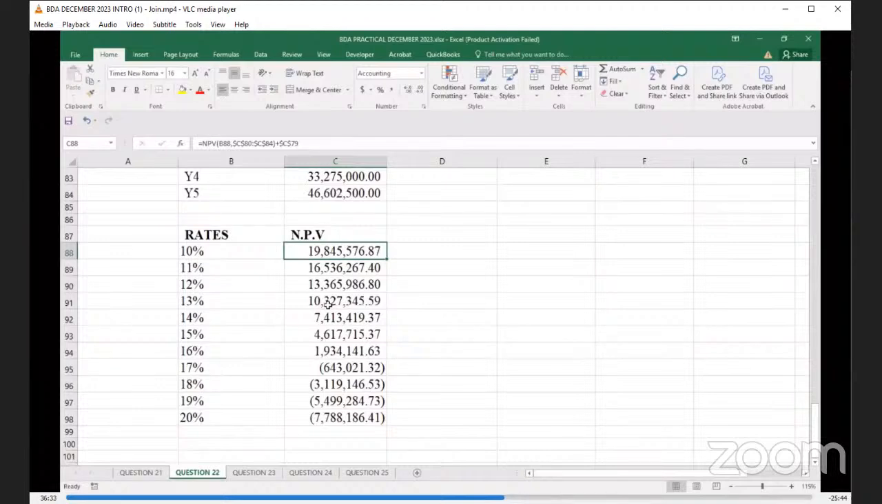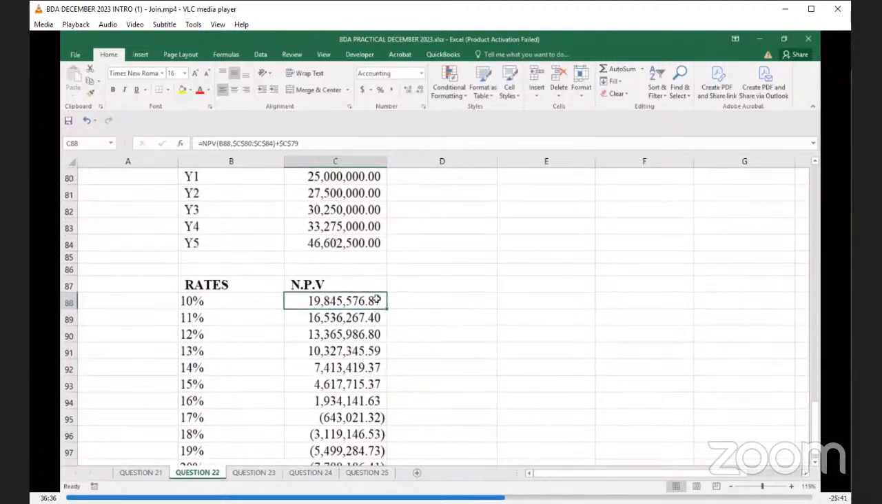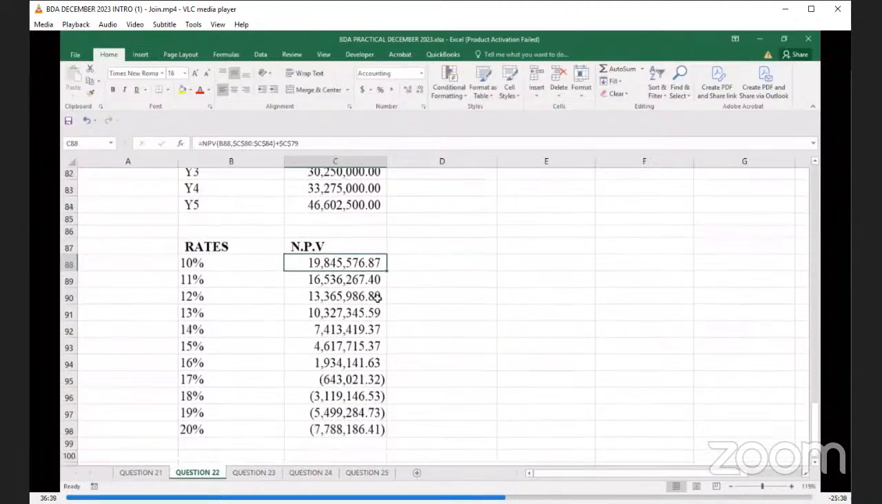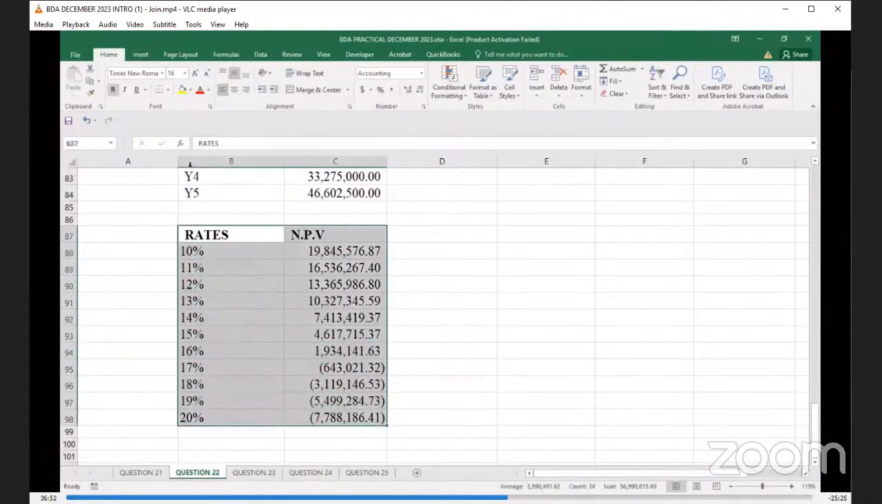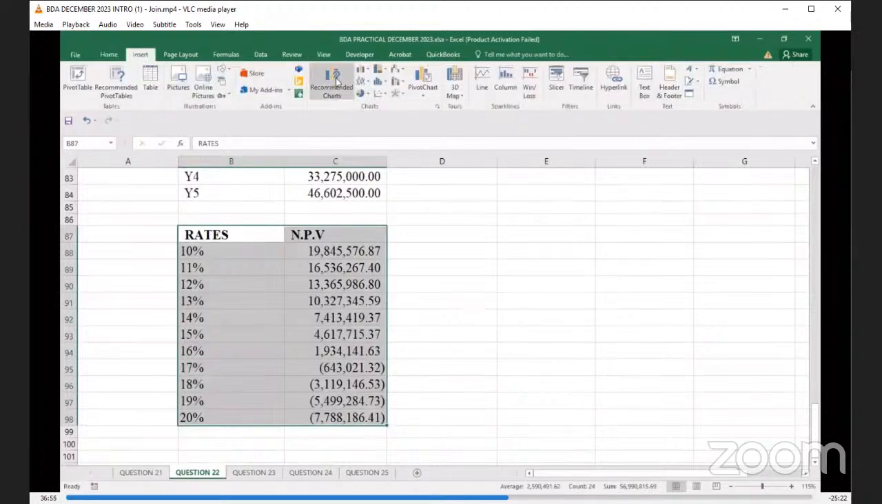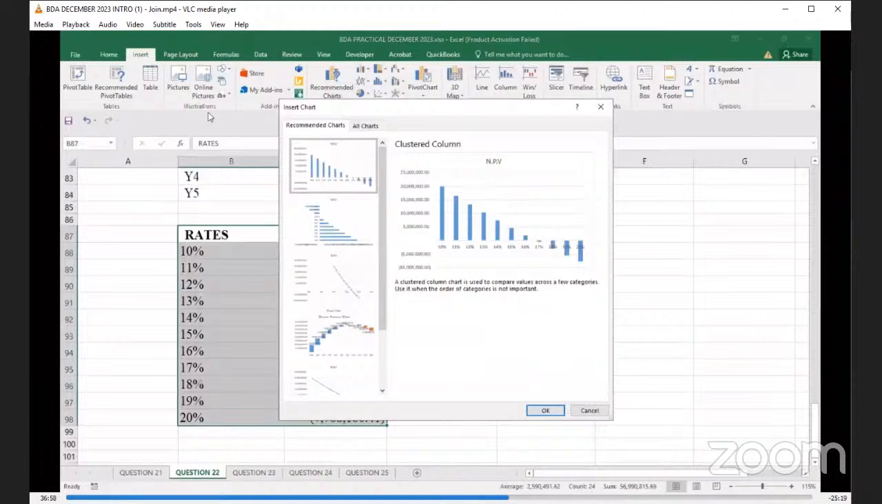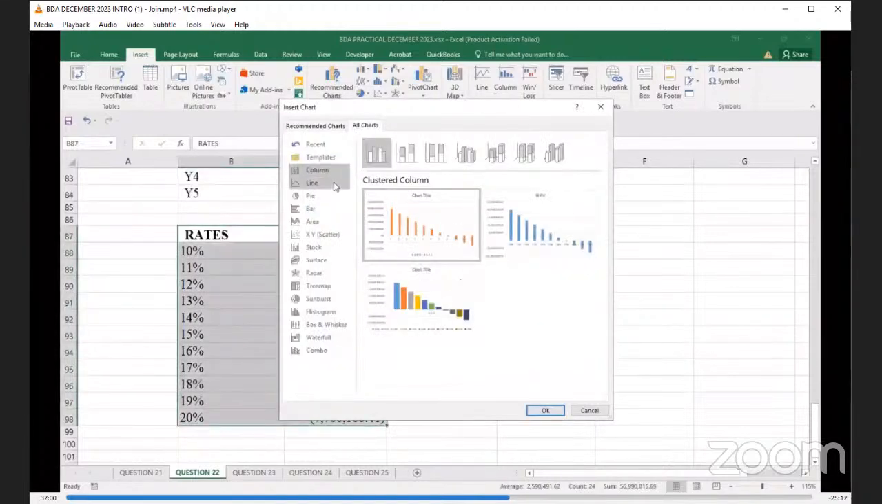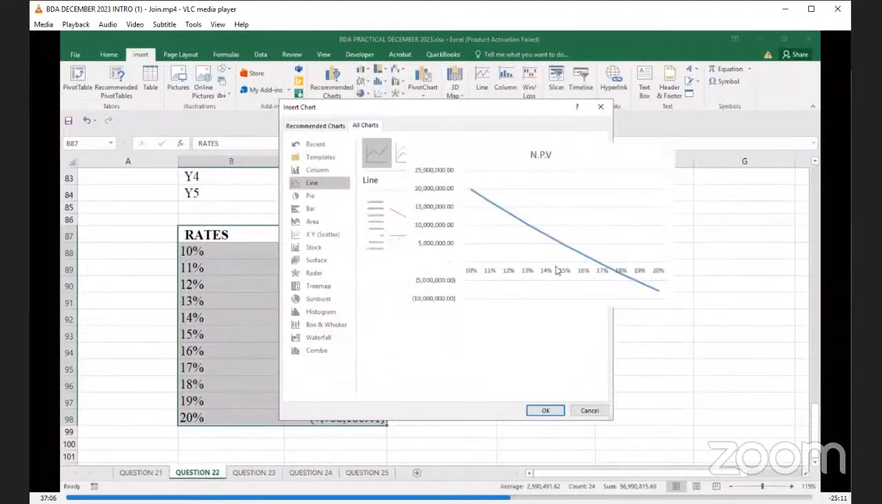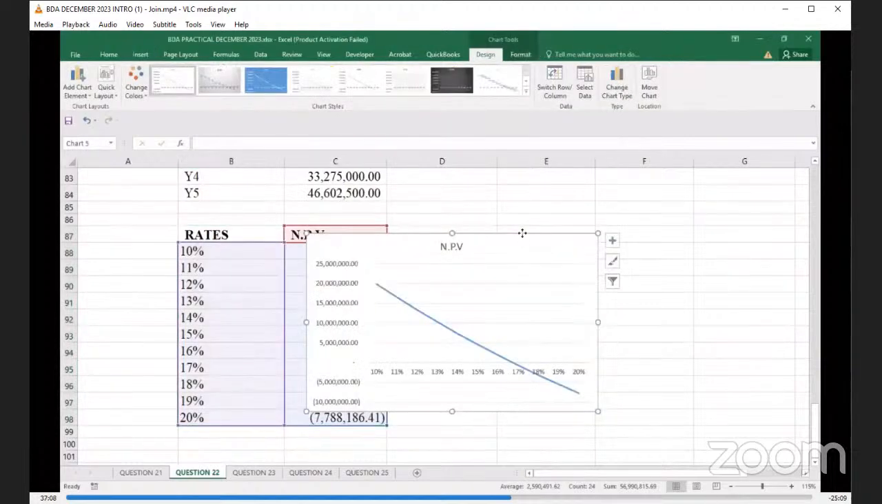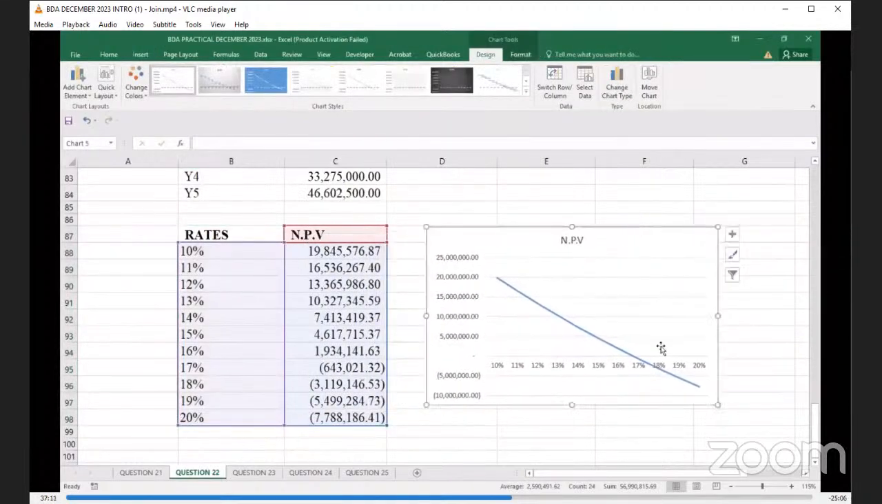So once I have been able to establish this, coming up with a chart will be very simple. How are we going to come up with it? Remember, in such events, you should always go with the recommended chart. So I'm going to highlight my data here, go to insert, and go to recommended chart. For the recommended chart, it is always advisable, like in this case, to go with the line. So I'm going to select my line chart. Literally, this will be my line chart here.